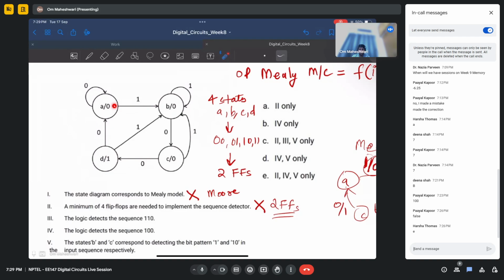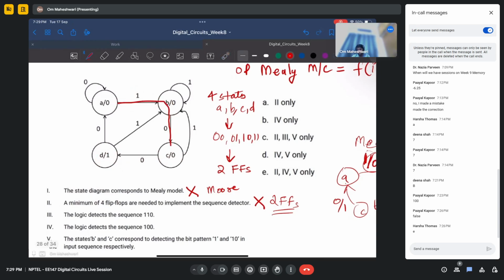So when input is 1, then you go to B. Then input is 0, you go to C. Then input is 0, then you go to D. So essentially you are detecting this path, and the sequence you are detecting is 1 0 0. So this is also false. You're detecting 1 0 0, which is the fourth option, which is correct.